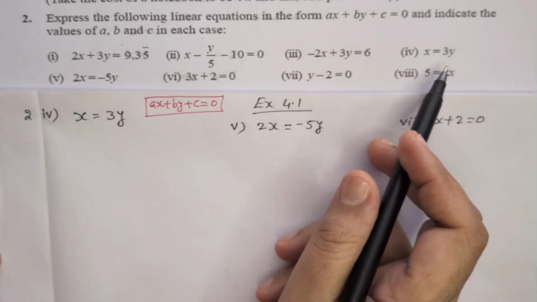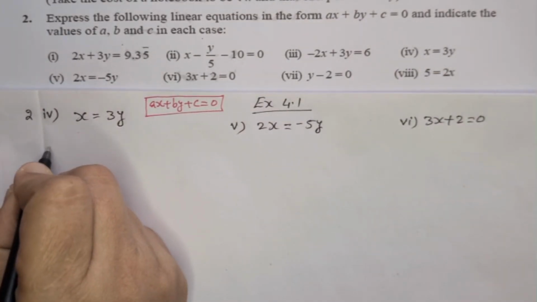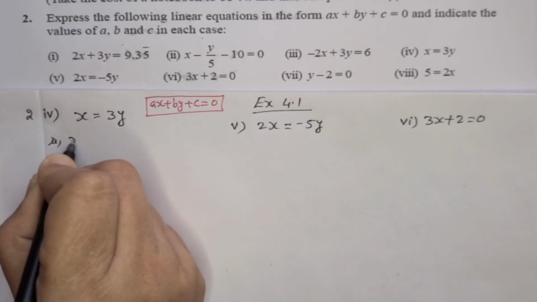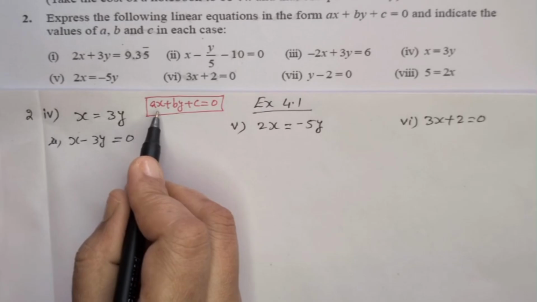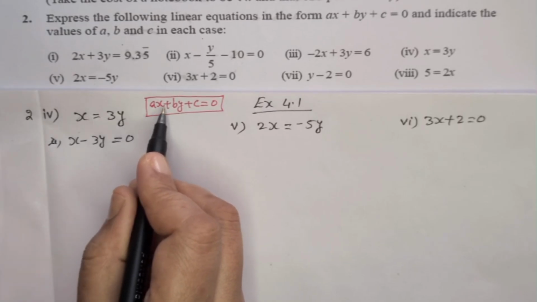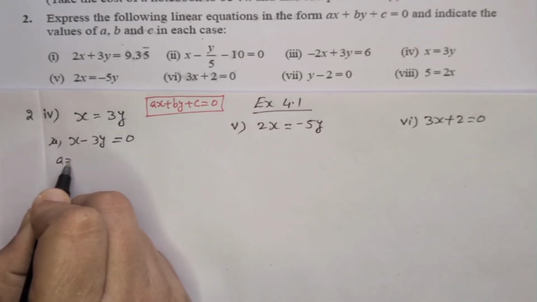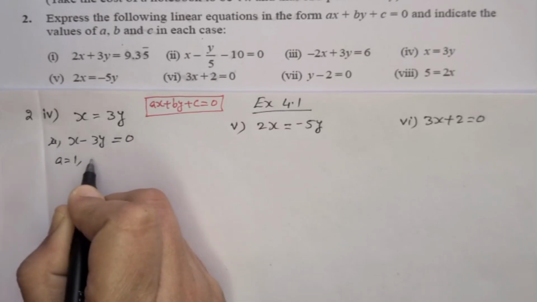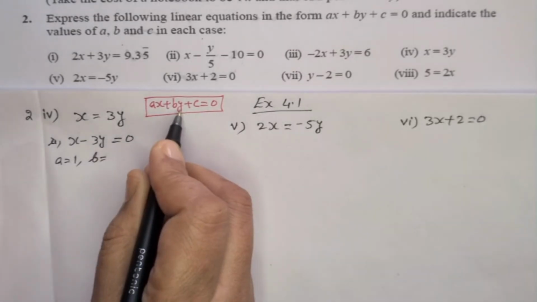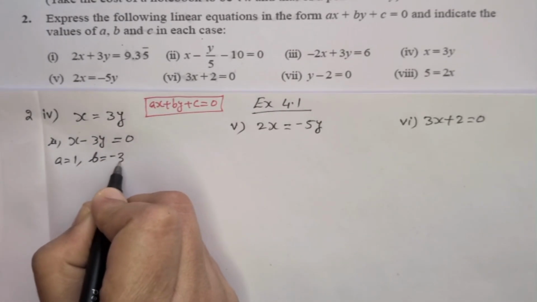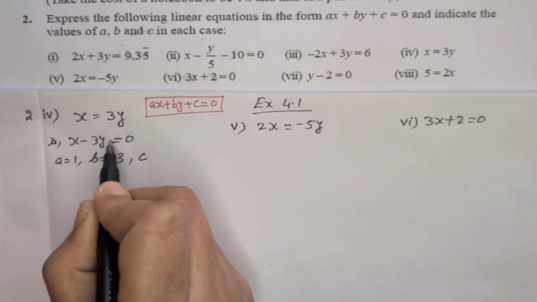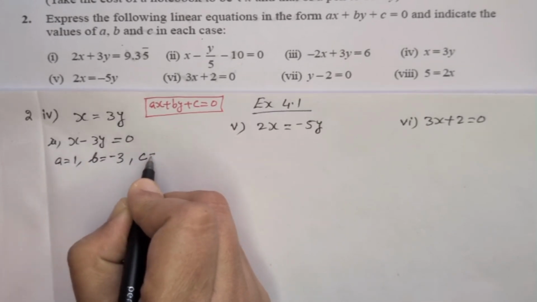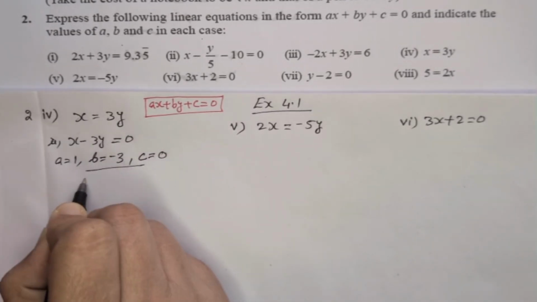Now the fourth one, x is equal to 3y. That we can rearrange as x minus 3y equal to 0. We have to convert to this form. When we are comparing with this, a is equal to the coefficient of x, that is 1. b means the coefficient of y, that is minus 3. And c is the constant. Here there is no term as constant, that means 0. We can write c is equal to 0.